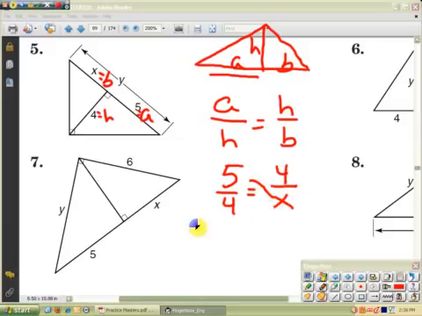So you want to cross multiply. 5x equals 16. Okay, and then we divide by 5. And you're going to get something like 3 point. Let me do this real quick. Oh, it's 16 divided by 5. Yeah. It's 3.2.